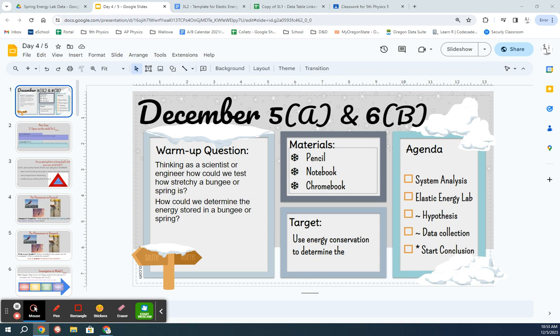So today we are going to be looking at how to conduct an experiment so that we can test how stretchy our bungee is. And really what we're trying to get at is figuring out the equation or the math model for the elastic energy. So how do we figure out how much energy is stored in our bungee cord?